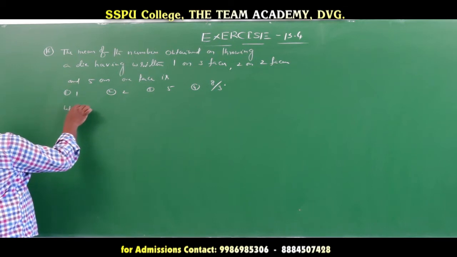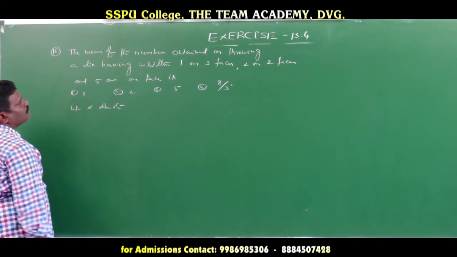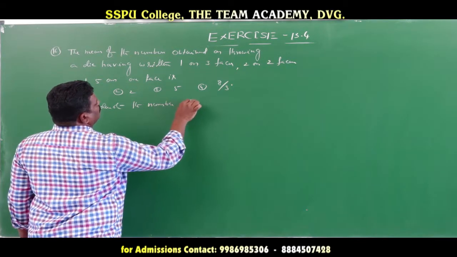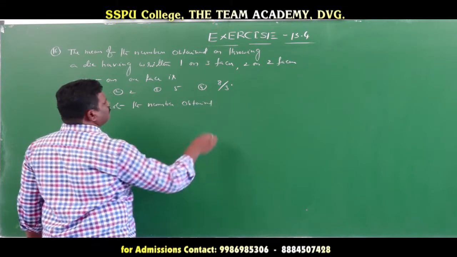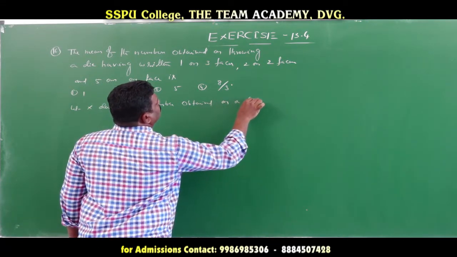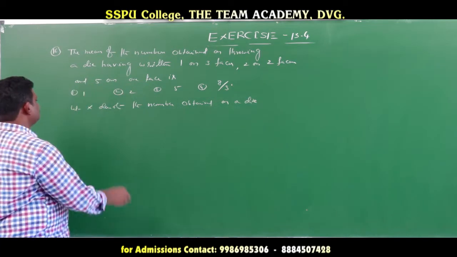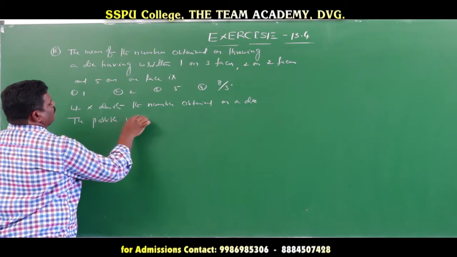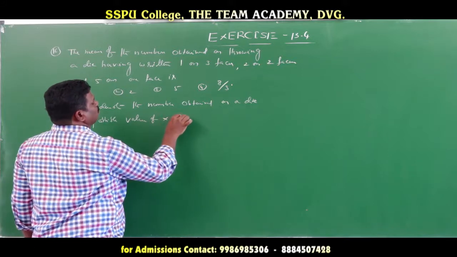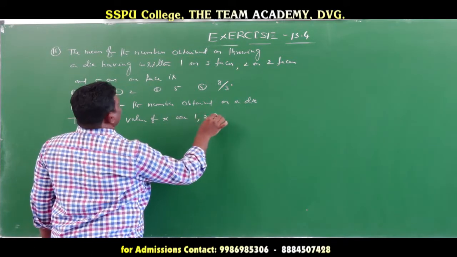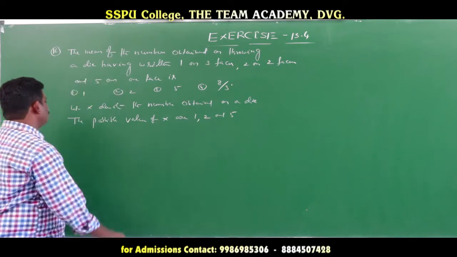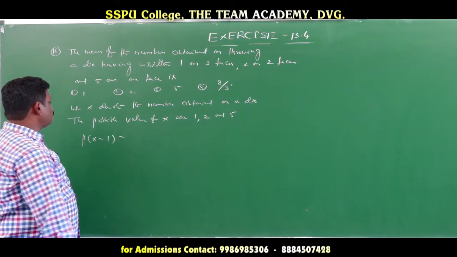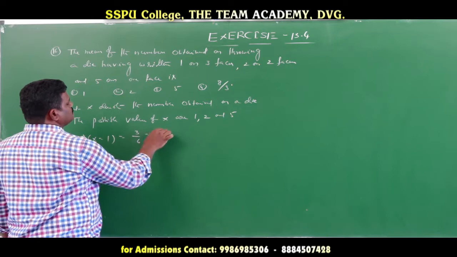Let x denote the number obtained on a die. The possible values of x are 1, 2 and 5. So probability of x is equal to 1: how many faces? Totally 6 faces, out of which 3 faces, so 3 by 6, that is equal to 1 by 2.